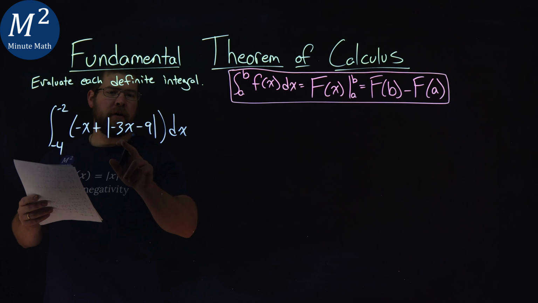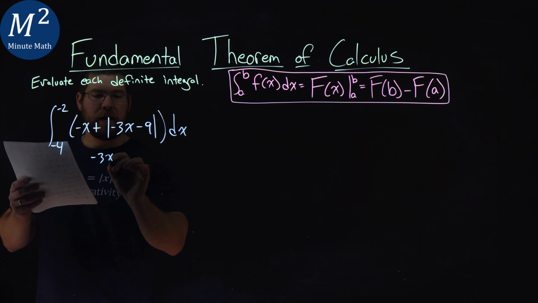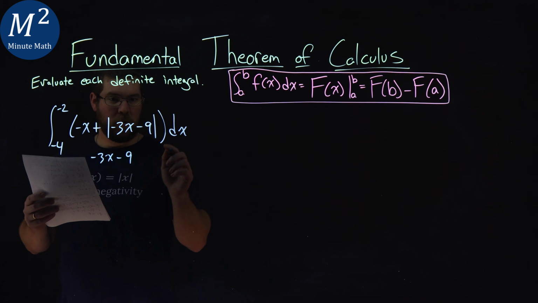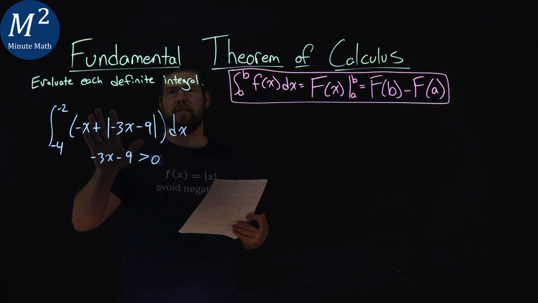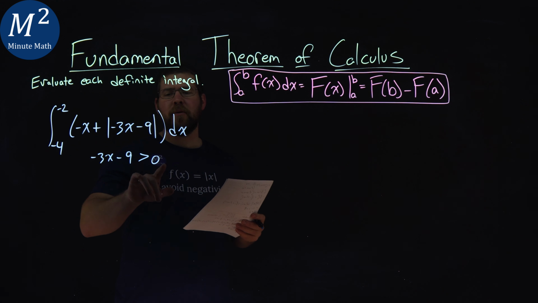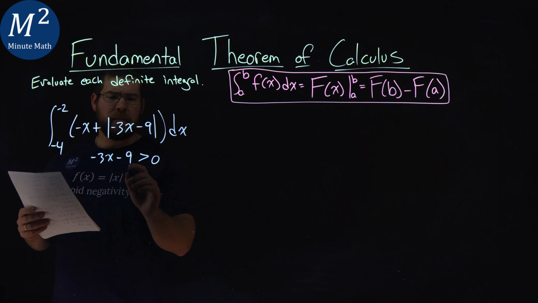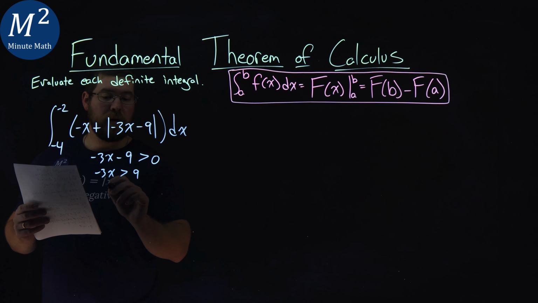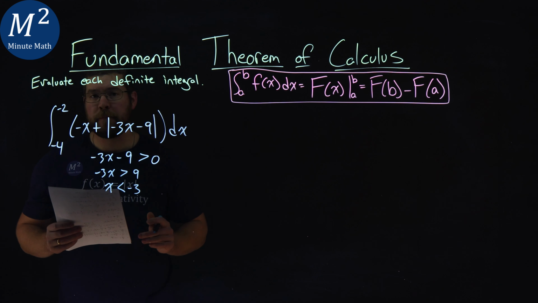The trick here, we want to find where the expression inside the absolute value changes sign. So negative 3x minus 9, and instead of setting it equal to 0, I want to find where this is greater than 0. What x values cause this to be greater than 0? We know that value is where we're going to have a turning point. Subtract 9 from both sides. We have negative 3x greater than 9. Divide both sides by negative 3, flip the sign, x is less than negative 3.